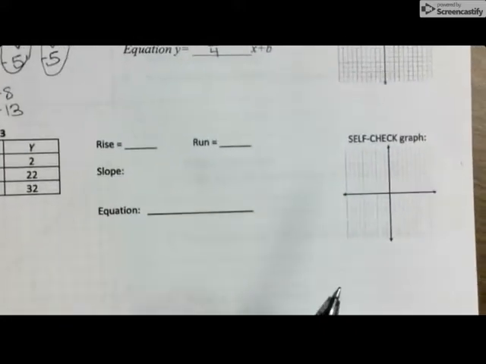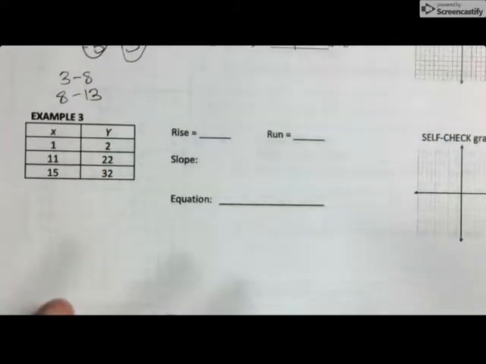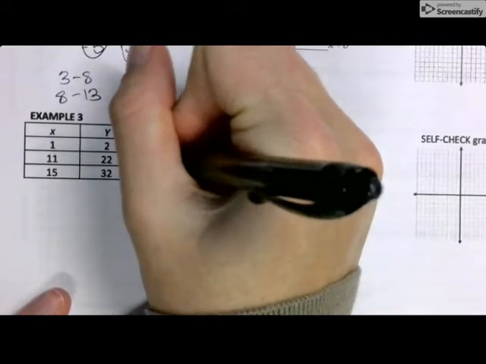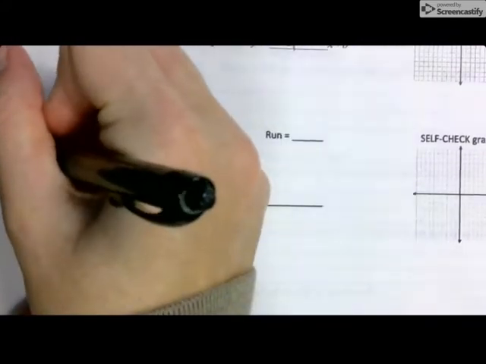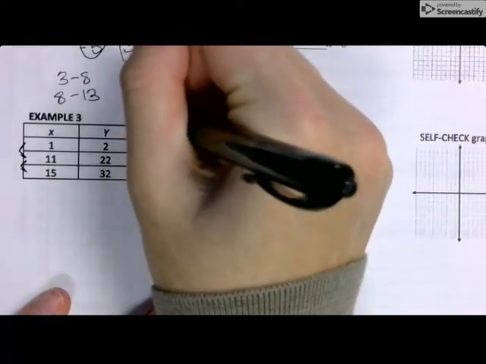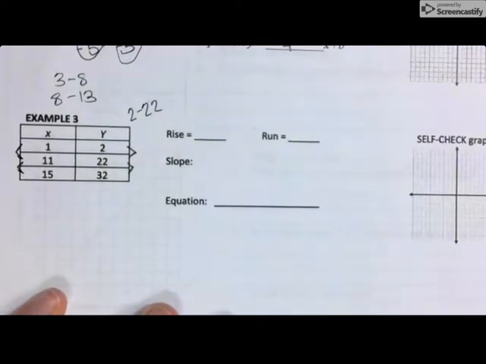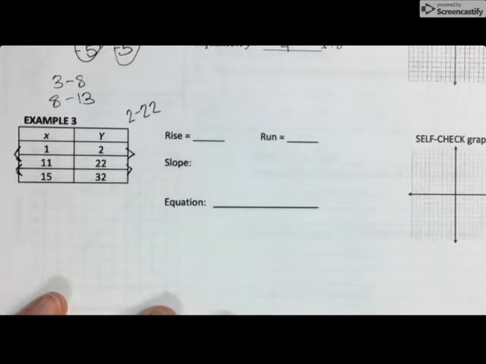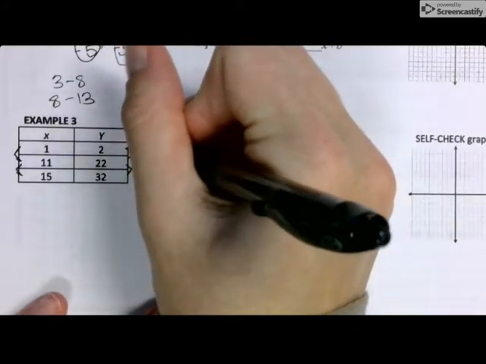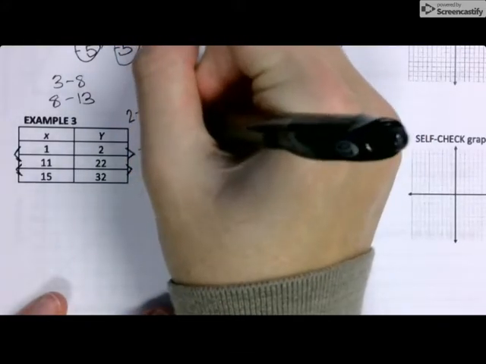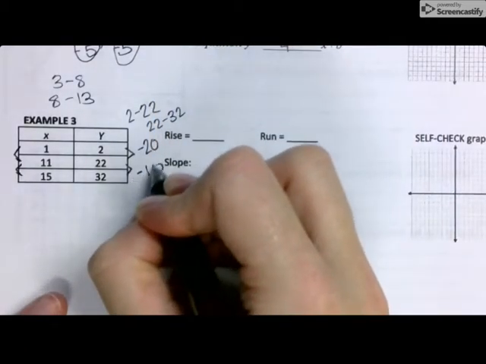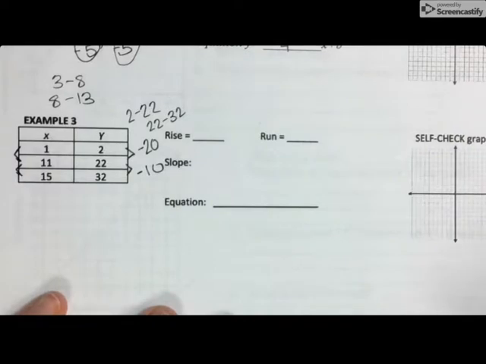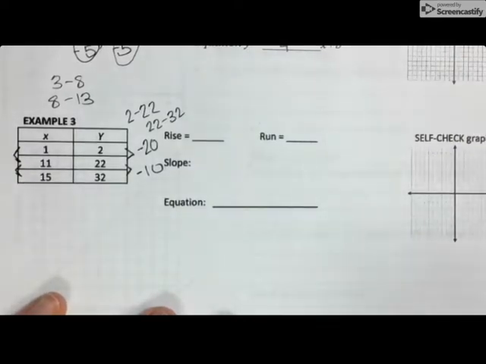Okay. So for this one, it's just like the first one. I have my greater than signs. I have my less than signs. 2 minus 22 is negative 20. 22 minus 32 is negative 10. Uh-oh, they're different numbers. Let's not worry about that right now. Let's worry about that in a second.